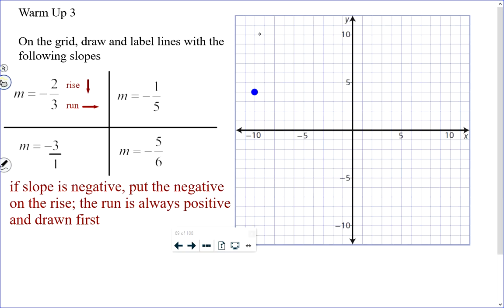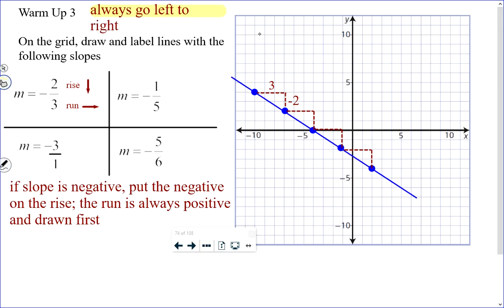So I'm picking a point here. All of these slopes are negative, which means all of the rises are negative. I'm going to go 3 to the right and 2 down, always going left to right. 3 to the right and 2 down, etc., and you can draw your line.